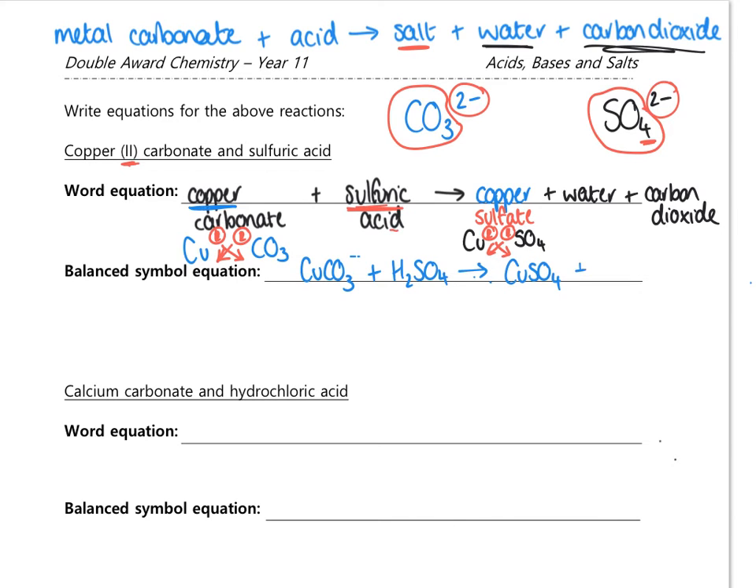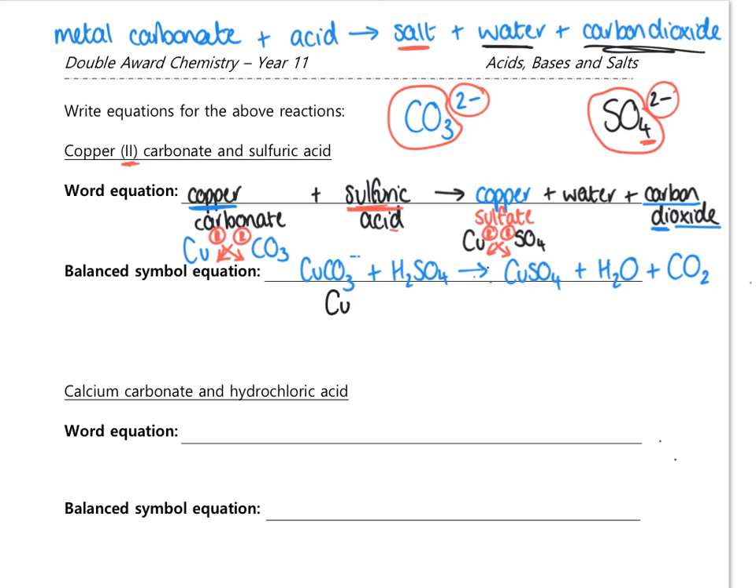I also have water, and I have carbon dioxide. Carbon dioxide is CO2. We know that because it's carbon, which is C, and then di means 2, and oxide means oxygen. So 1 carbon and 2 oxygens. So let's make a list to see if this is balanced.